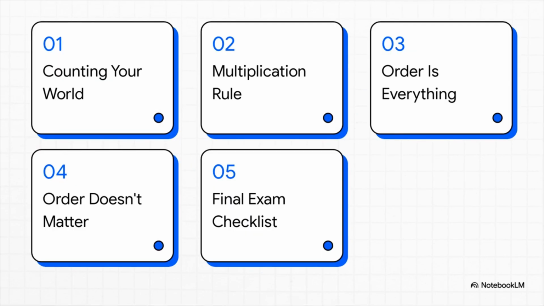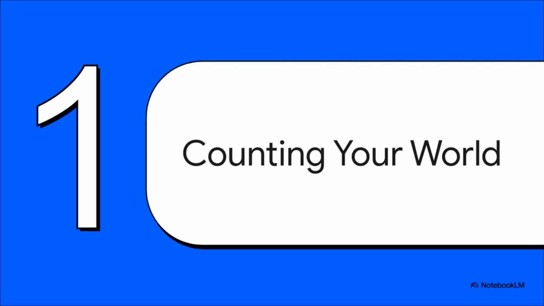So here's our game plan. We're going to start with the basics in counting your world, which is really all about one simple but super powerful multiplication rule. Then we'll dive into the big divide, what happens when order is everything versus when order doesn't matter. And to wrap it all up, we'll build a final exam checklist so you can walk into your next test feeling confident. All right, section 1, counting your world.